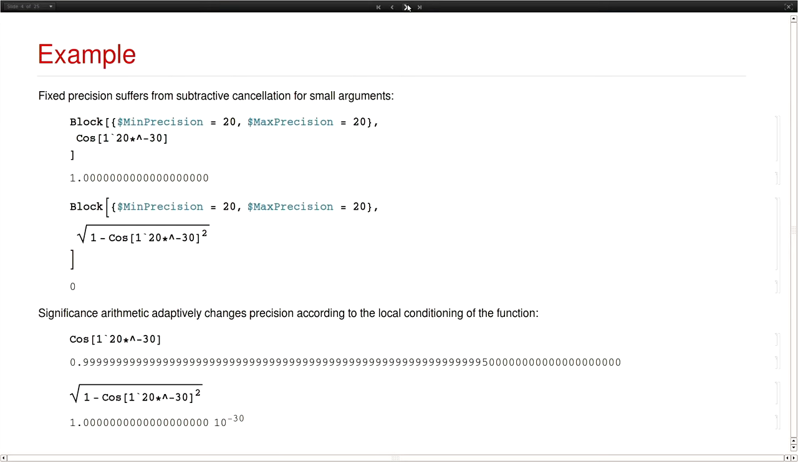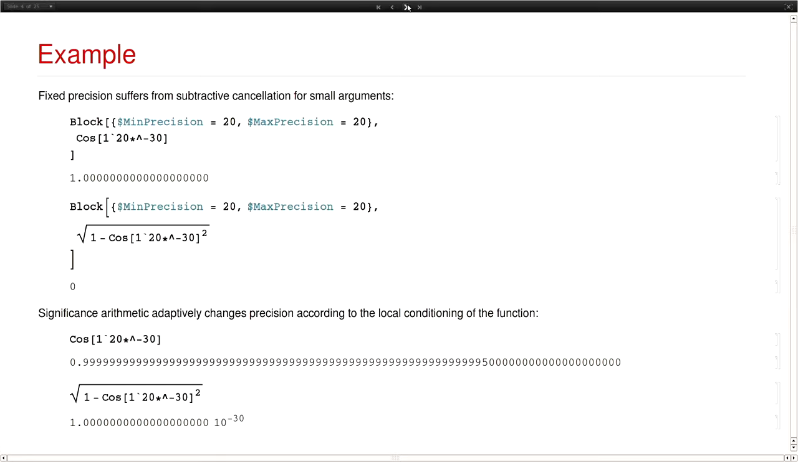Okay. So just a very quick example of the sort of thing I'm talking about. Mathematica provides 2 types of arithmetic. One is fixed precision. Here I fixed the precision at 20 digits, and I've computed the cosine of some small value. If I then go and use the inversion formula, this is equivalent to the sine function, then I get a complete loss of precision in fixed precision when the argument here is quite small. This is 10 to the minus 30. And this is a typical behavior of using a fixed number of digits.